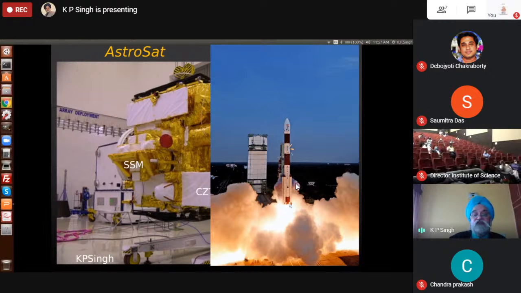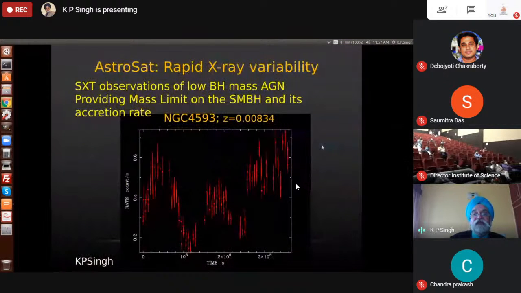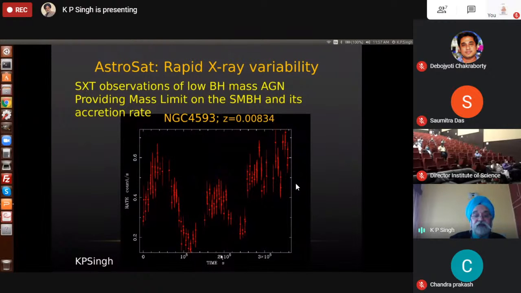And this is the actual launch of this satellite in a rocket called the Polar Satellite Launch Vehicle C30 on September 28th. And this is what we are measuring. This is our soft X-ray telescope finding this very, very high variability on time scales of hundreds of seconds, okay, 2000 seconds, very fast. And this is a redshift which translates to a distance of billions of light years, further than M87, much further than M87. And we can actually set limits on the black hole in the center using these observations.